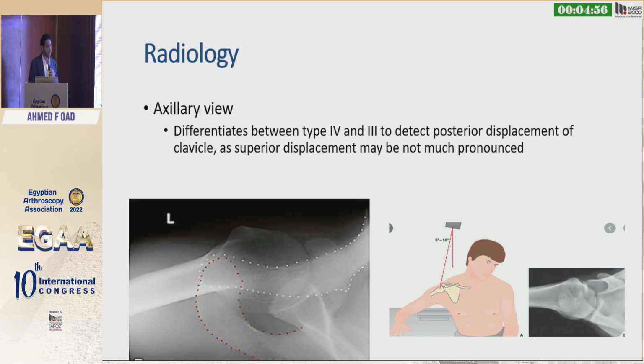The axillary view can detect the posterior displacement of the clavicle and differentiate a type 4 from a type 3. However, it's sometimes difficult to obtain in the acute setting, and a minor difference in the beam direction can lead to significant differences in the measurements that you will have. Finally, in normal shoulders there is some posterior displacement, I mean some posterior direction of the AC joint regarding the clavicle.